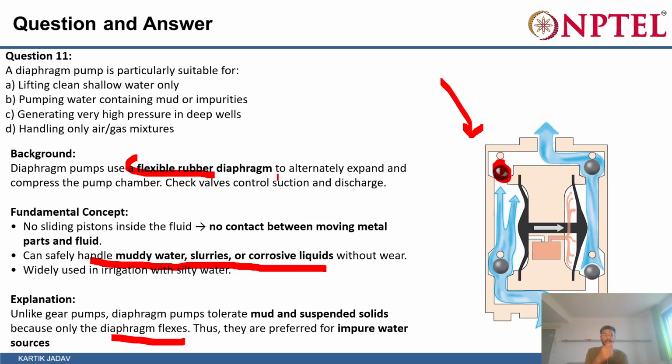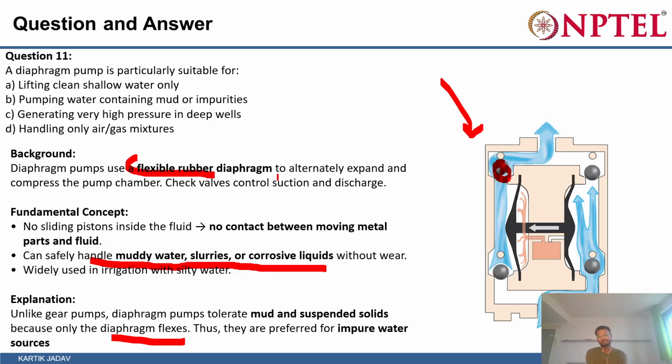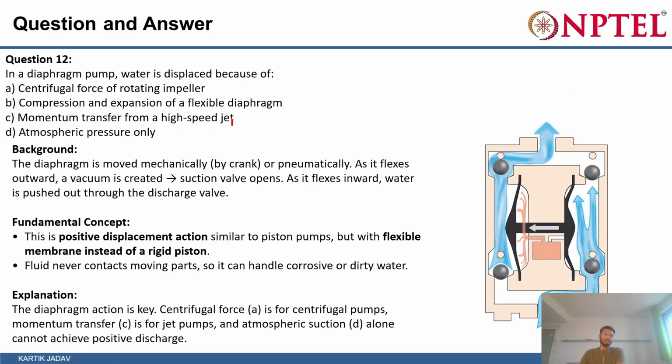and there is no sliding piston inside the fluid as in a gear or reciprocating pump. So there is no direct contact with the metal, so it can safely handle muddy water, slurries, and corrosive liquids. Correct answer is option B. Can pump water containing mud or.